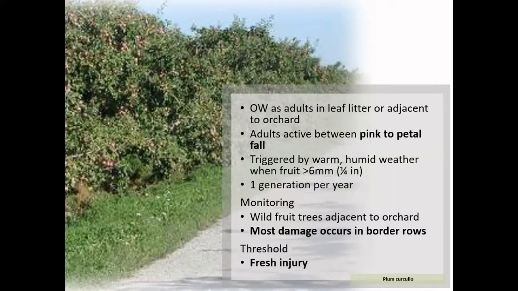And in terms of thresholds, it's really about looking for signs of fresh injury. So anything that may still have signs of sap oozing from the oviposition scars, nothing that has started to scab over or really heal itself. Indications of fresh injury warrant a control program.